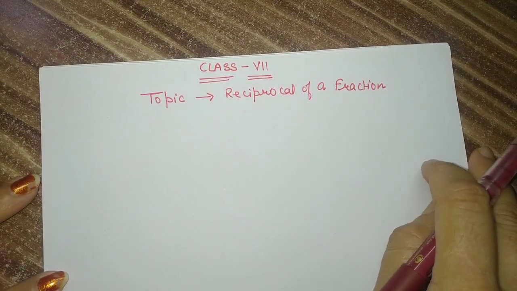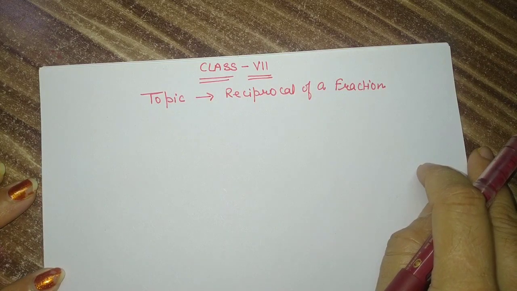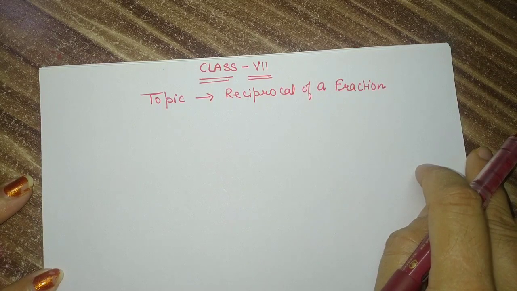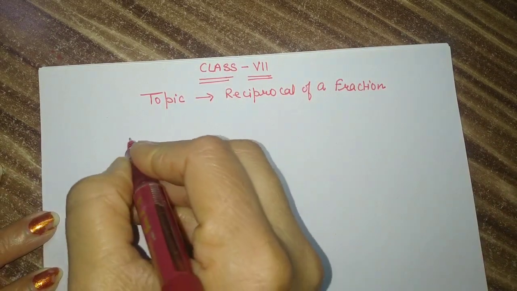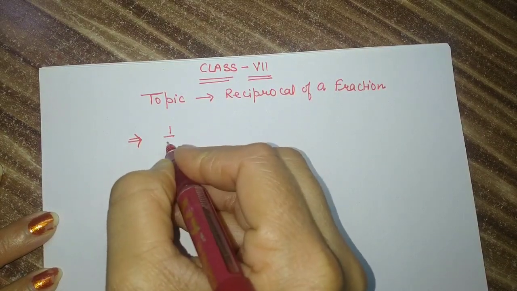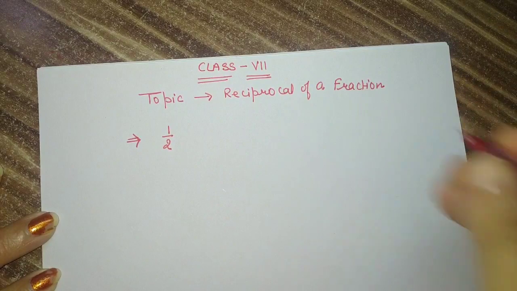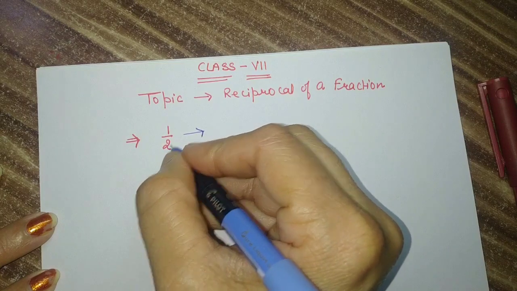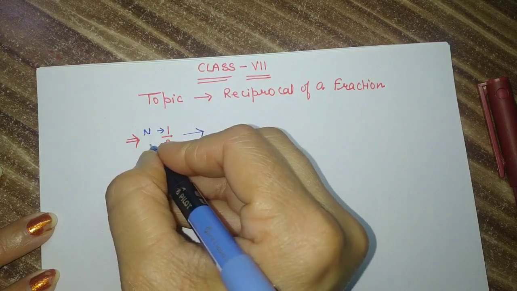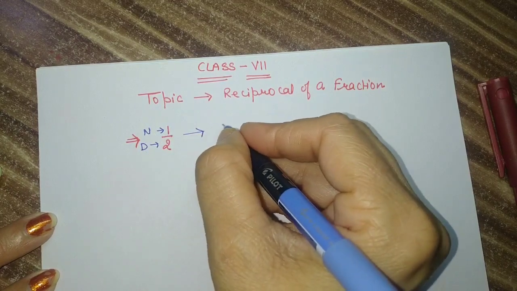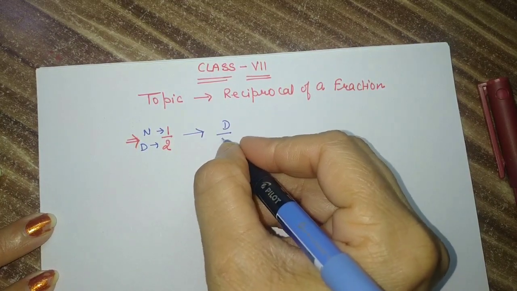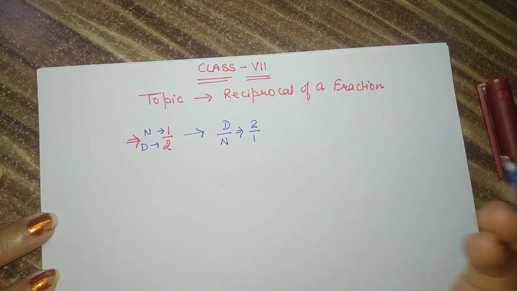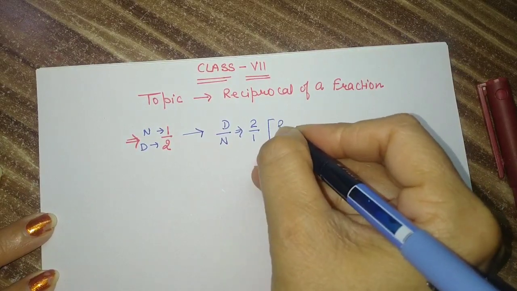So first of all, students, we have to understand the meaning of reciprocal. Reciprocal means multiplicative inverse of the fraction. Multiplicative inverse means if a number is 1 by 2, that is a fraction, and if we have to write its multiplicative inverse, this is the numerator and this is our denominator. So after multiplicative inverse, first the denominator and then the numerator will come. Now the fraction becomes 2 by 1. That is called reciprocal.